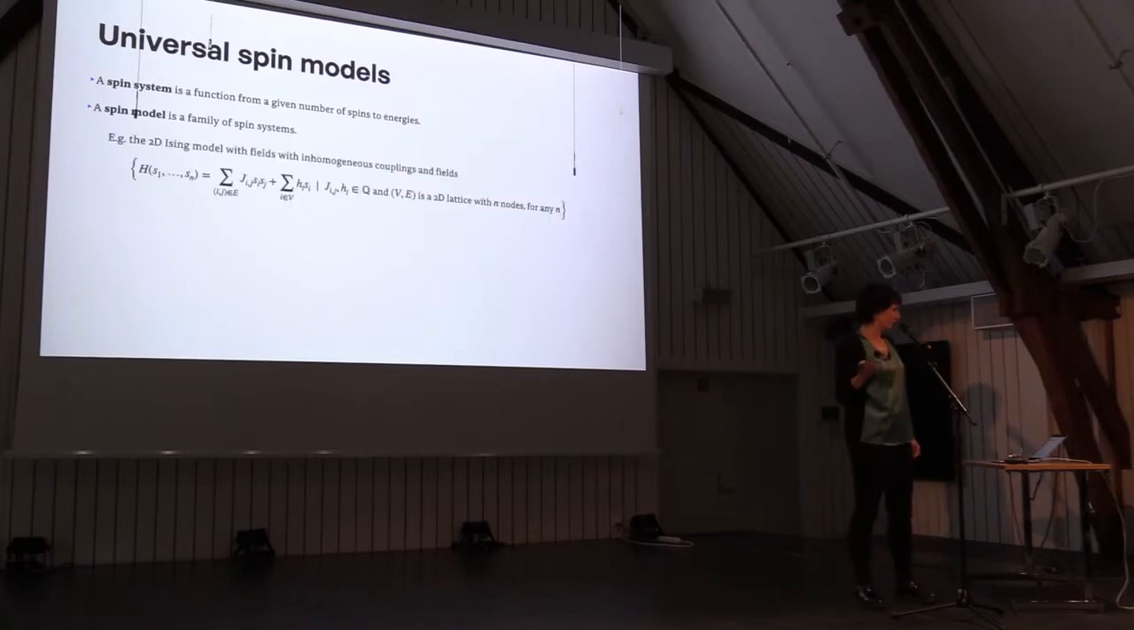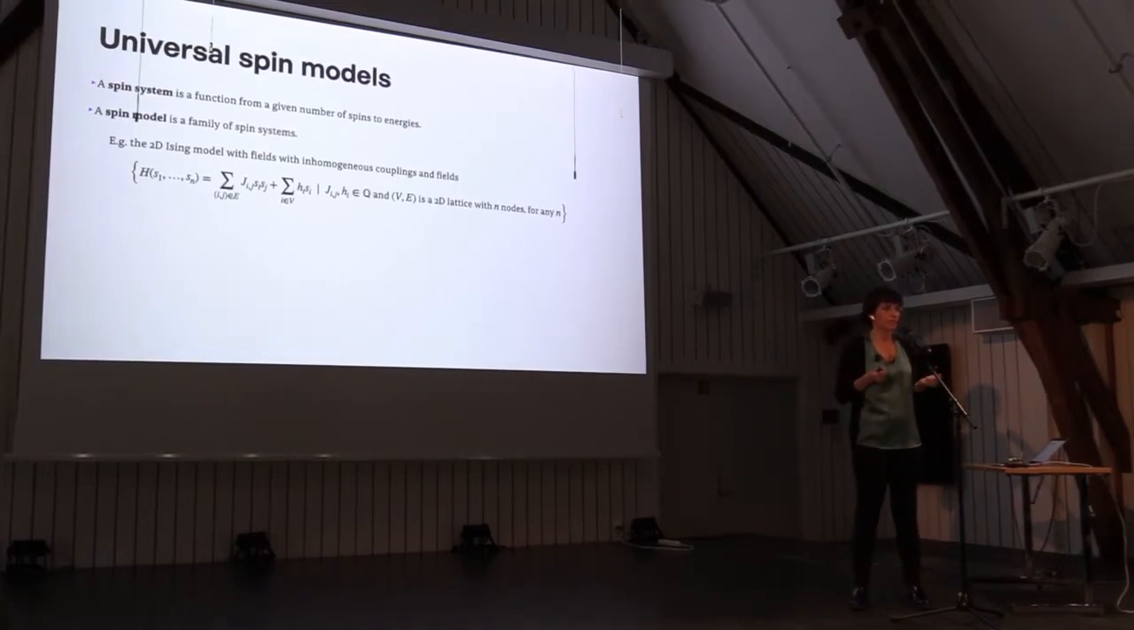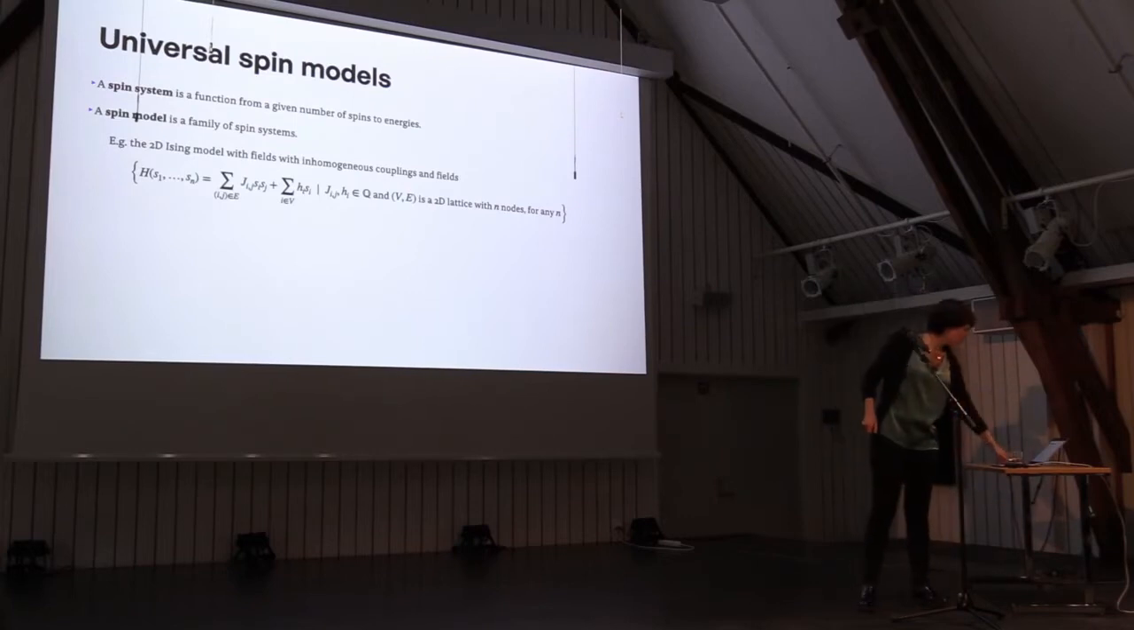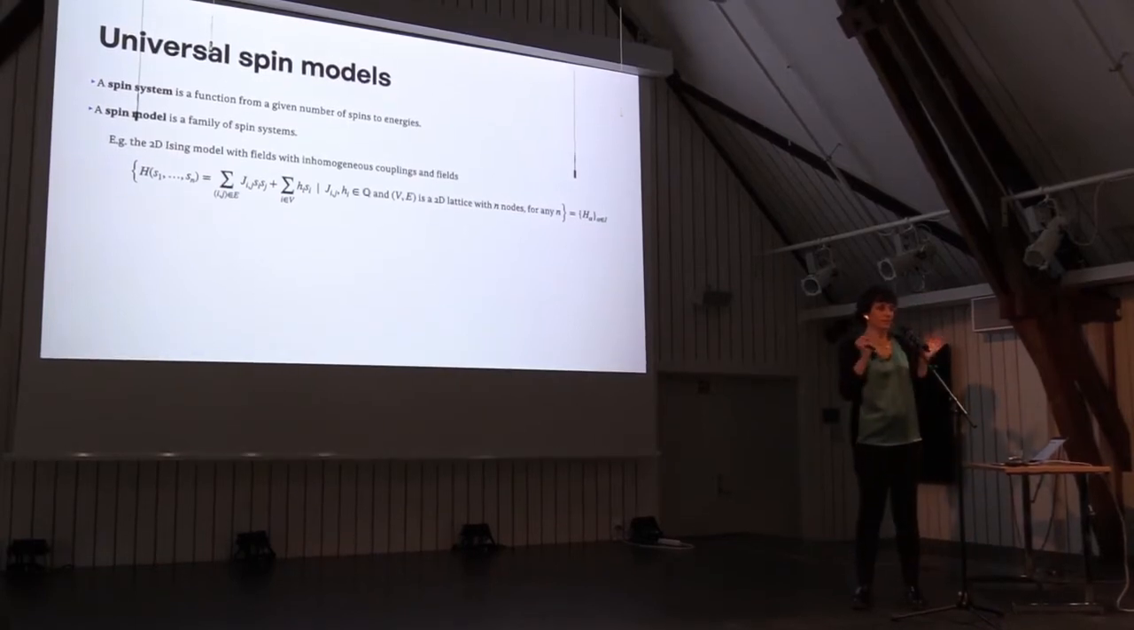For example, the 2D Ising model with inhomogeneous couplings and fields is going to be the family of such Hamiltonians. So these are inhomogeneous couplings and magnetic fields, and these are free. They both need to admit a finite description, whatever, the computable reals, the integers, or something like that. And say that this graph is a two-dimensional lattice of any size. I will denote such a family with an index alpha. This alpha contains all the information about the magnetic fields, the coupling strengths, and the size.